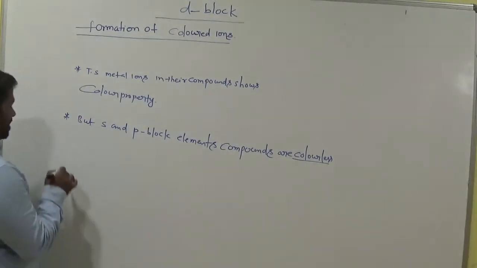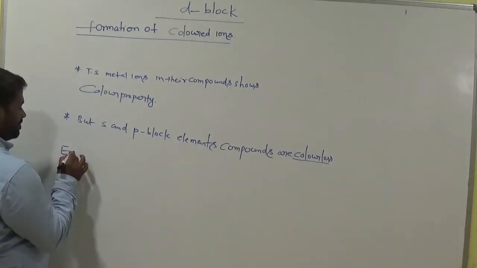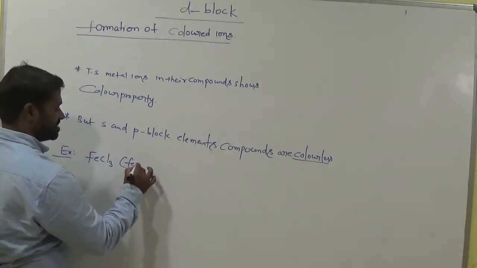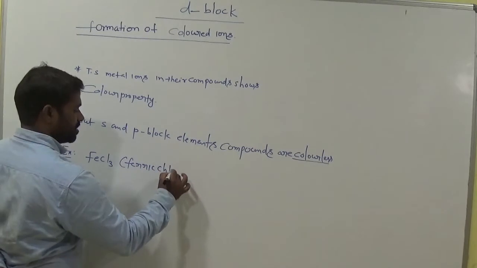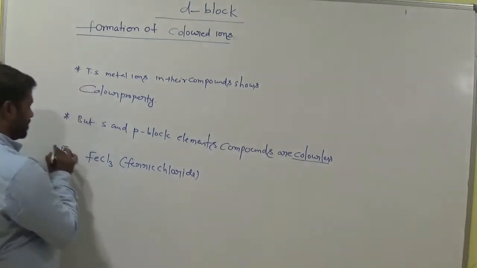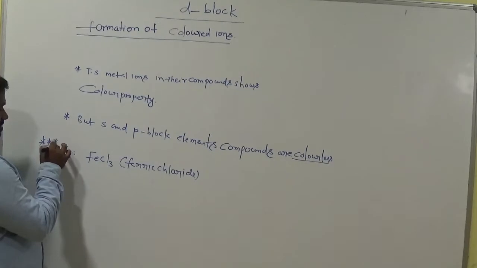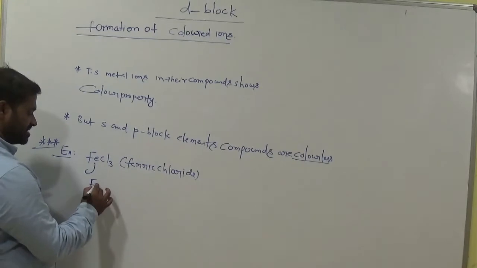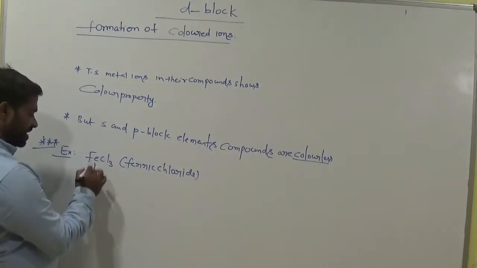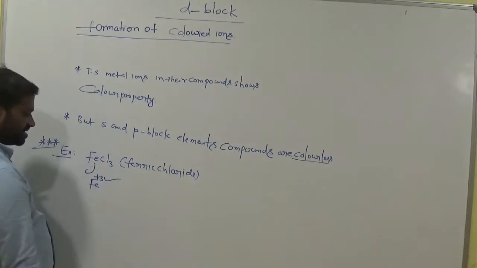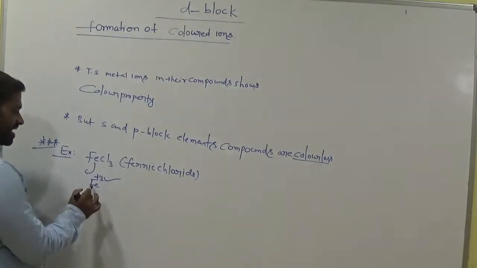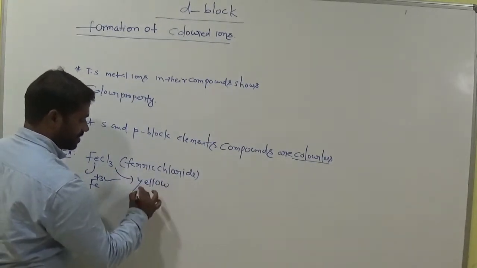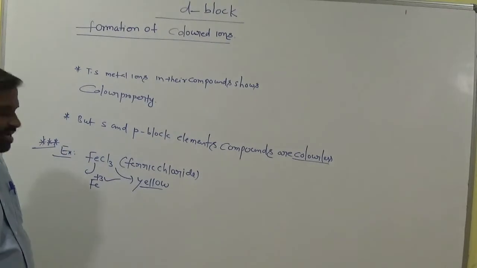Keep it in our mind. Okay, so let's take the example FeCl3, ferric chloride. What is the oxidation state of iron? This is iron. It exhibits a +3 oxidation state here. So iron in FeCl3 is clearly yellow in color. Keep it in our mind. FeCl3 in which color? Yellow color.